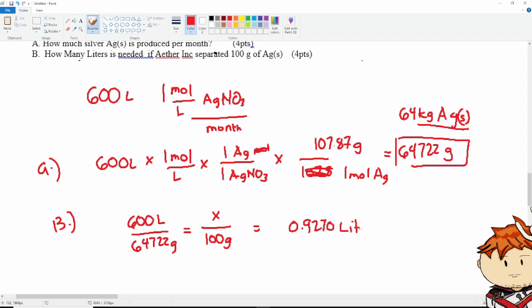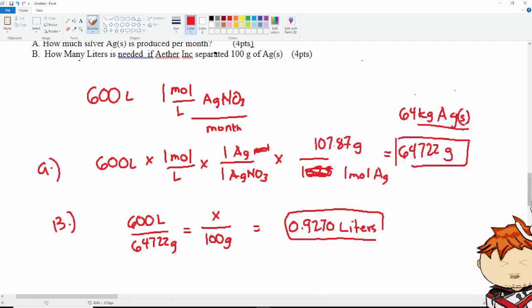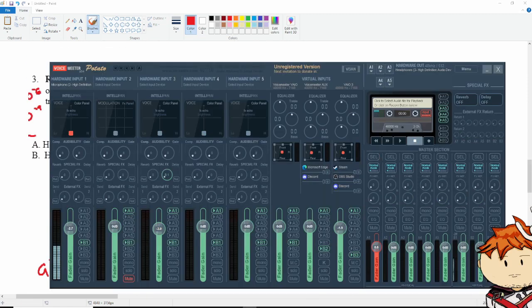So basically, 0.9270 liters. Okay, that's how many liters we need in order to produce 100 grams of silver. That's a pretty bad waste. Imagine one molarity, one mole per liter of silver. That's a lot of waste, you know.